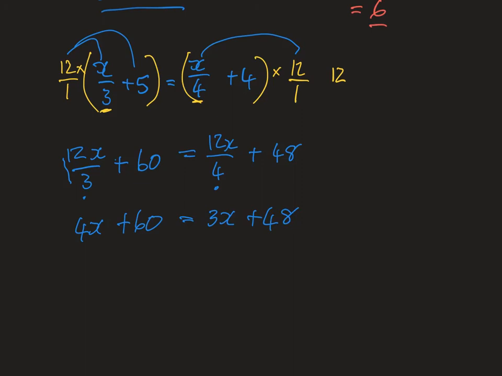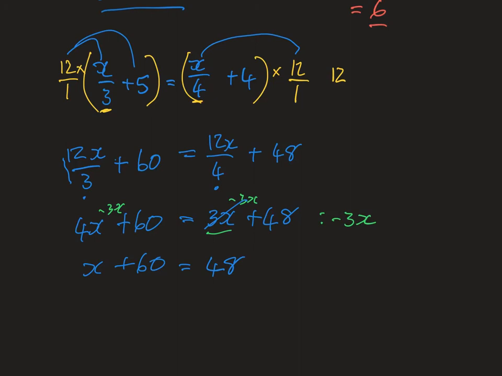And now you will see you've actually got a type of equation we've worked with before. It's really easy. We just want to get rid of this 3x. So subtract that from both sides. 4x minus 3x. This is 1x. Copy the 60, is equal to nothing plus 48.